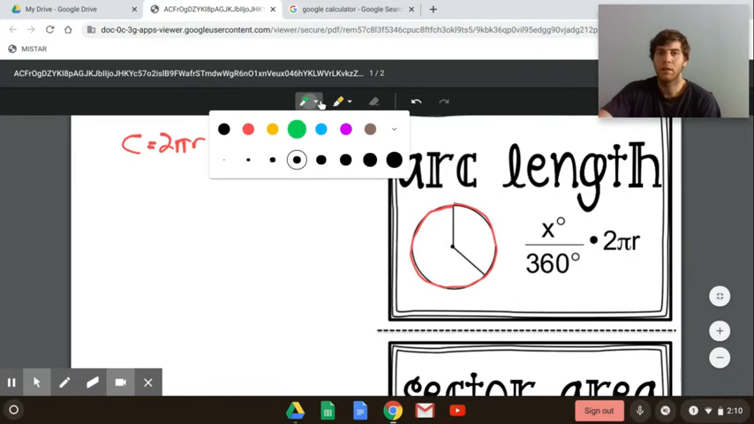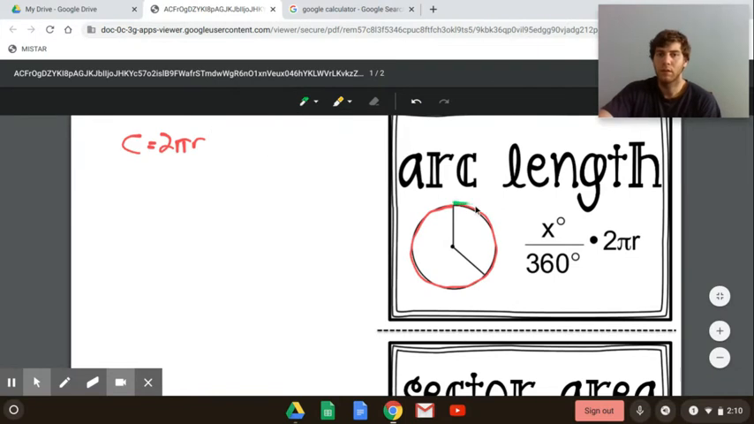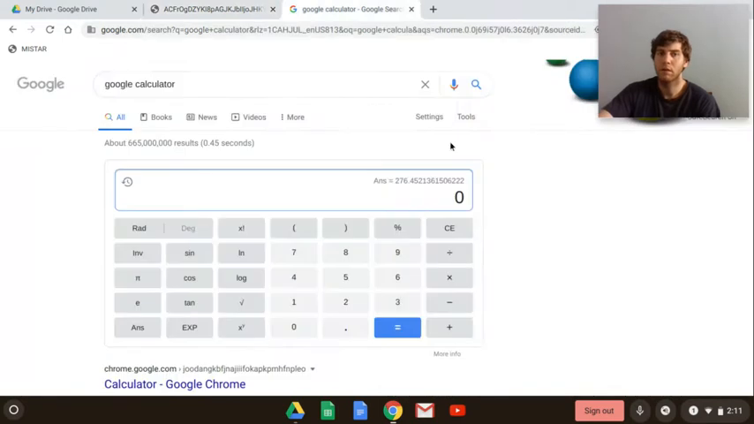But an arc length, right? An arc is part of a circle. So if we look at this one, let's assume it was 110 degrees. We're looking for the length of just this piece. So we need to figure out what portion of the circle that is. A circle is 360 degrees around, so we're looking at 110 degrees out of 360 degrees.